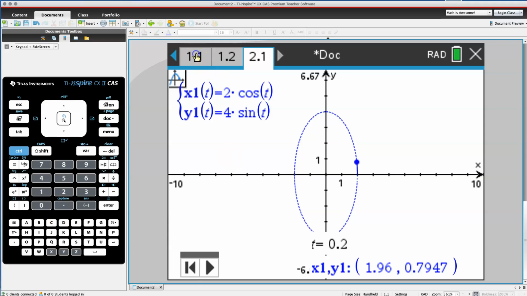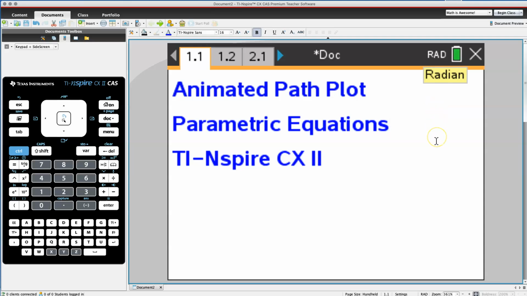I hope this was helpful, and I hope you understand how the animated path plot works on the TI-Nspire CX II family.